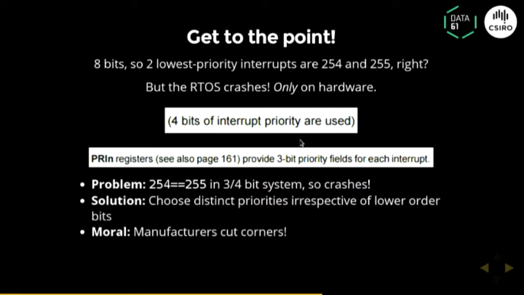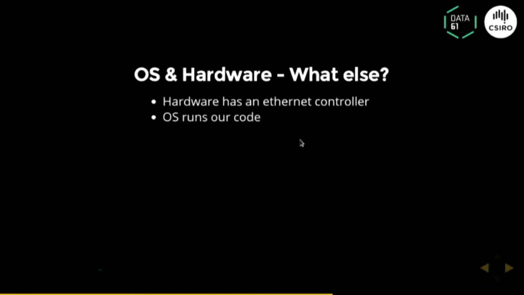Basically, it turns out that the silicon manufacturers, I don't know, cut corners. So that resulted in a patch in the operating system. So, I had an operating system, had some hardware working. Next step was to try and get a TCP/IP stack operating on top of the operating system.